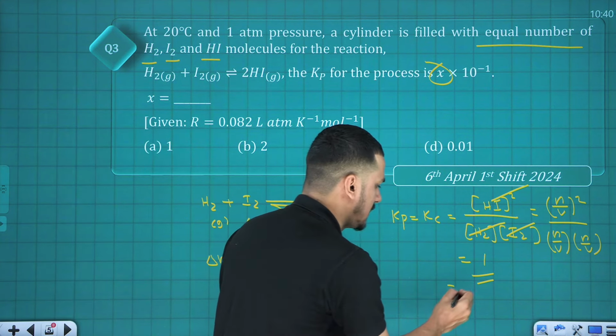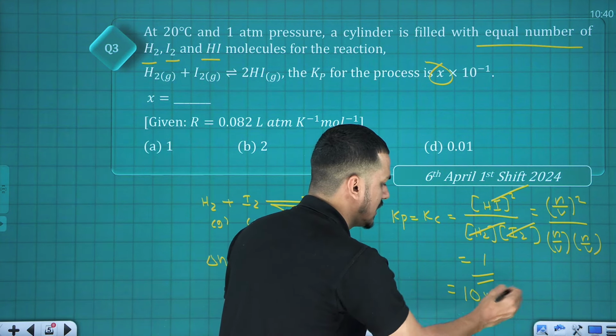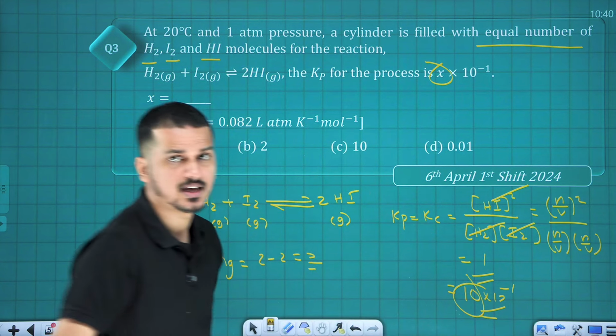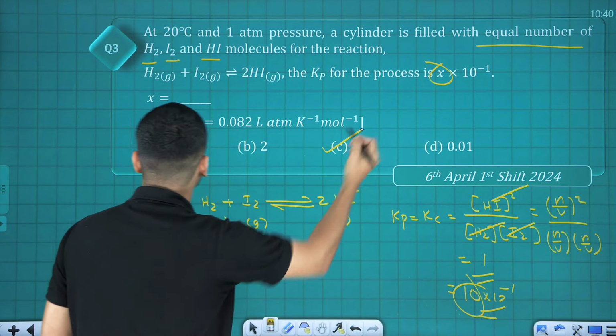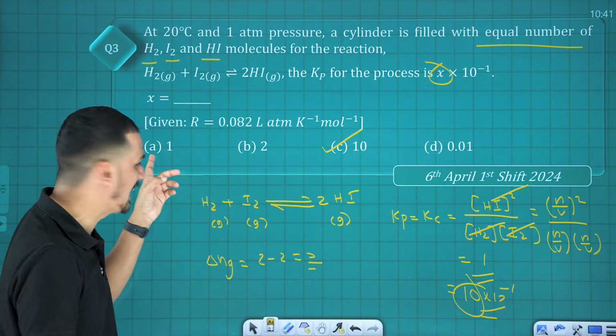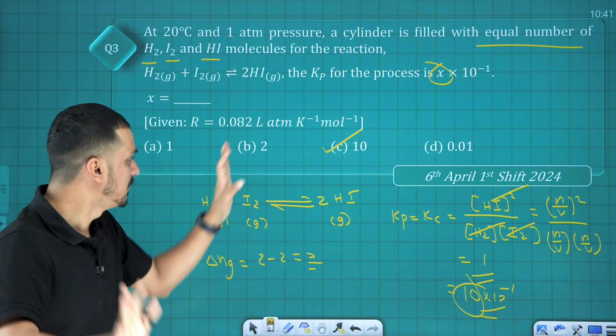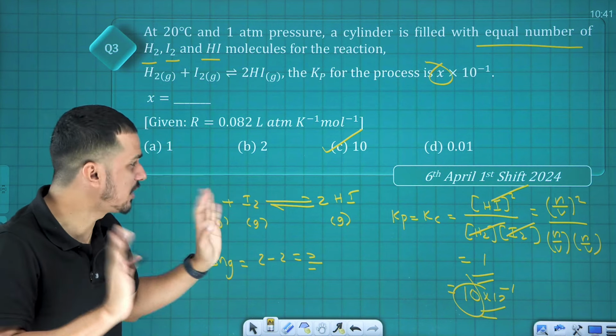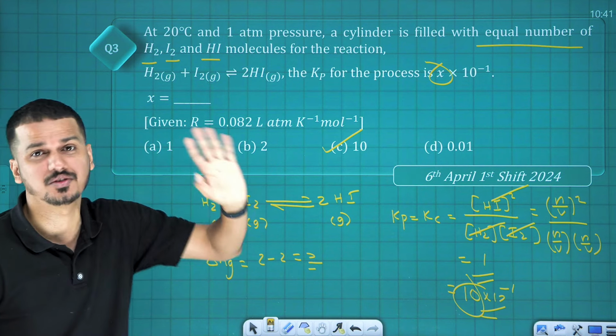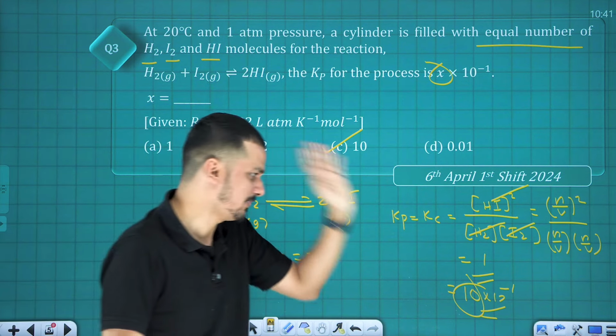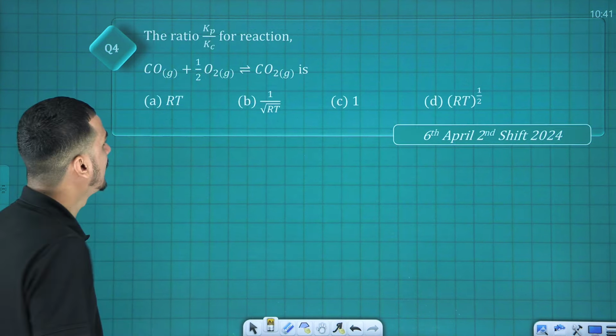How can I write 10 raised to minus 1? 10 into 10 raised to minus 1. So what is x? x is equal to 10. Option C. Don't get confused with A. Some people will suddenly go and answer A. No. Before you mark the option, you have to think and work it out. Okay, dears? Next, question number 3.